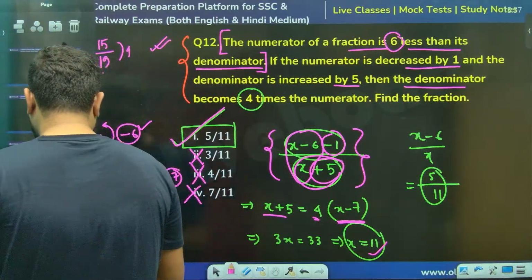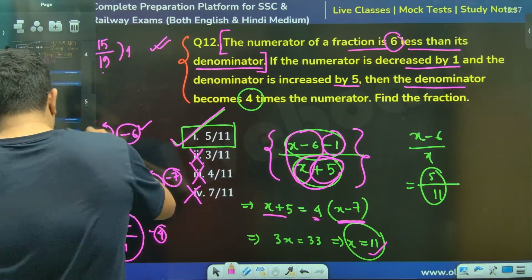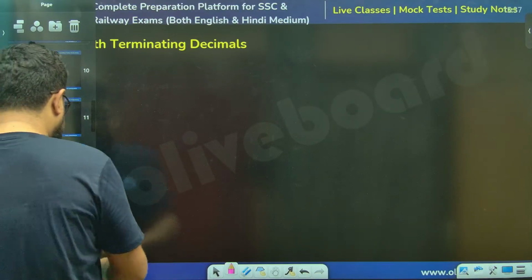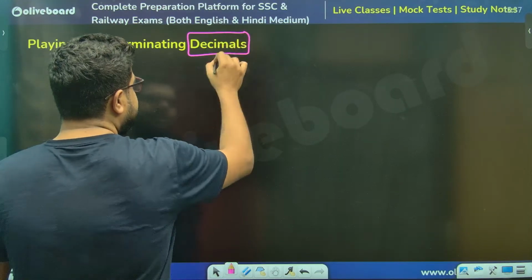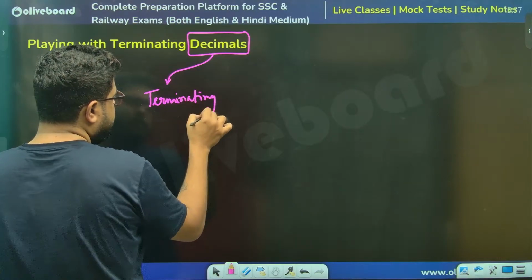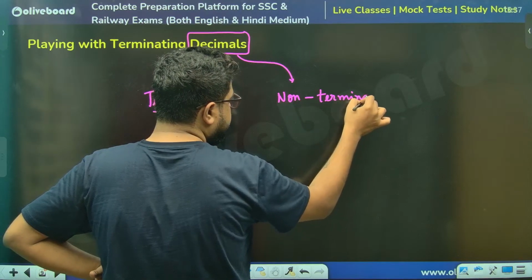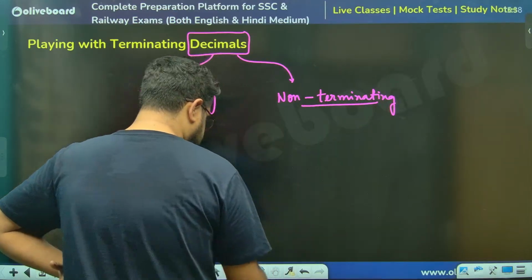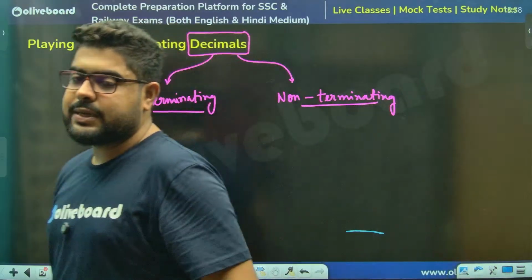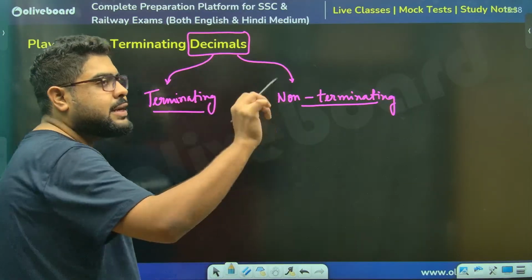Now, let us come back to our terminating decimals. Let's play with decimals first. Decimals are of two types. One is called terminating decimals, and the other is called non-terminating decimals. Now, let me say which one is what. Terminating decimals mean the total number of places after the decimal sign is fixed.